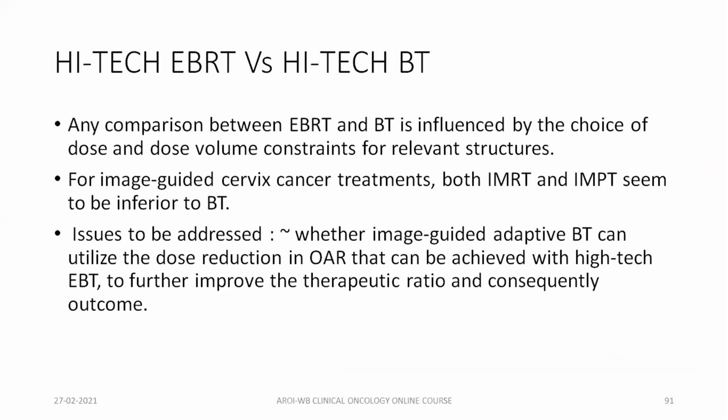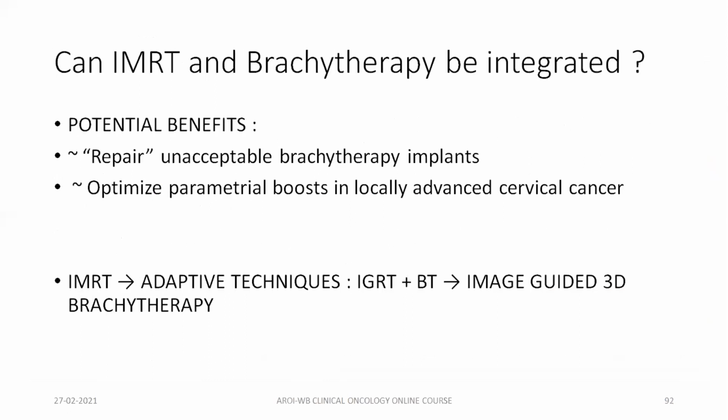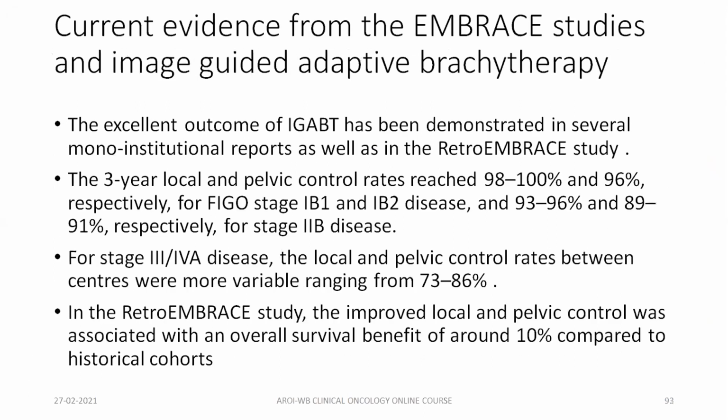So if we can use both together and do a bone marrow sparing IMRT and add IMRT to pelvic nodes and lateral pelvic walls along with image guided adaptive brachytherapy, I think that will be the best solution till date. So let's wait.